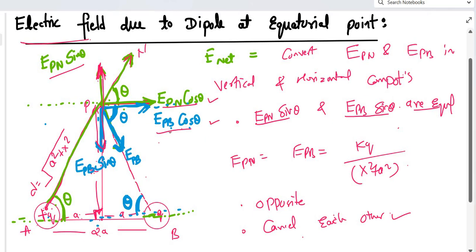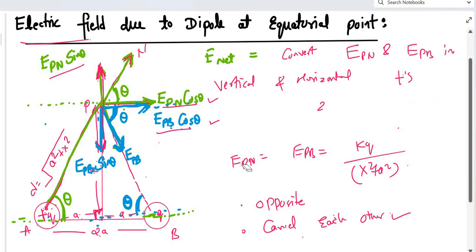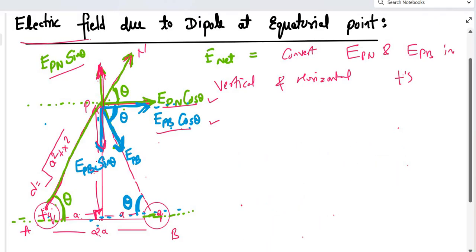So there are two components, EPN cos theta and EPB cos theta. What should we do? If they are in opposite directions, we cancel, meaning we subtract them. If they are in the same direction, we usually add them. Correct? So what will be the horizontal components?